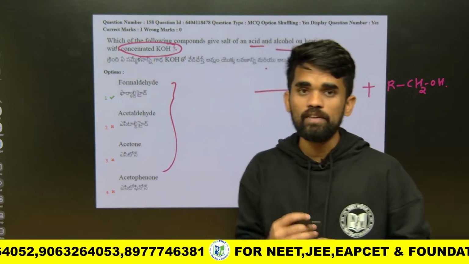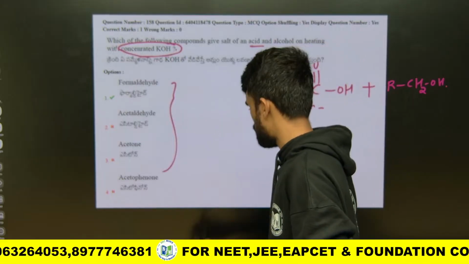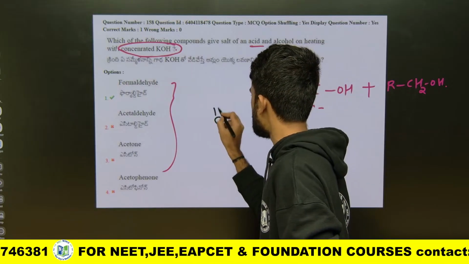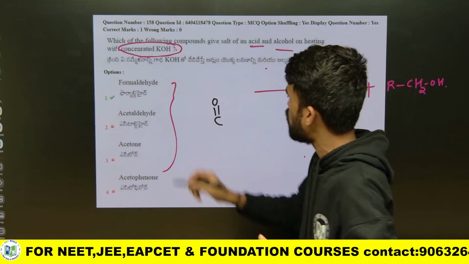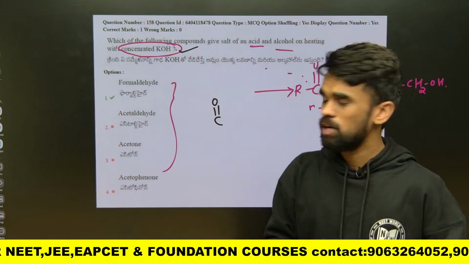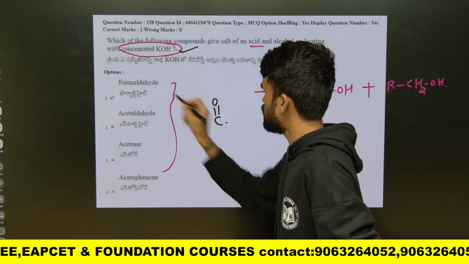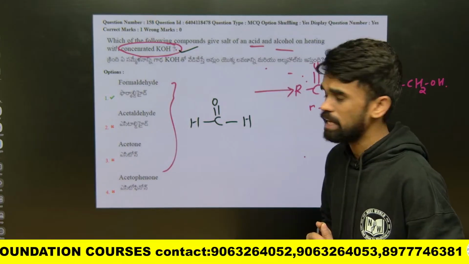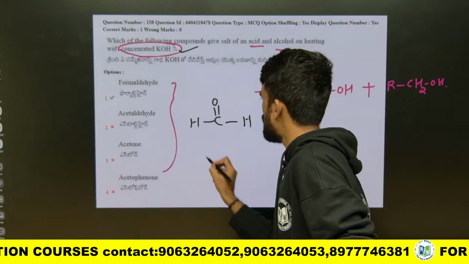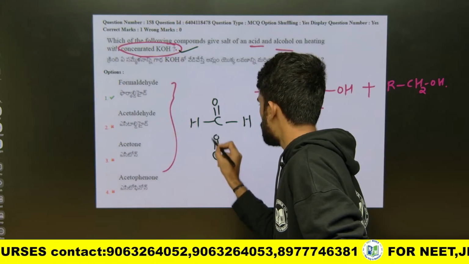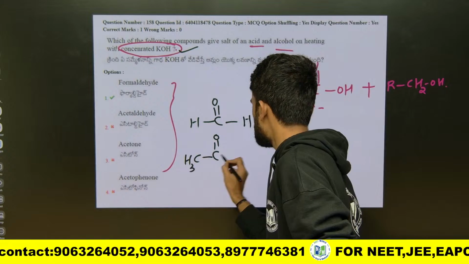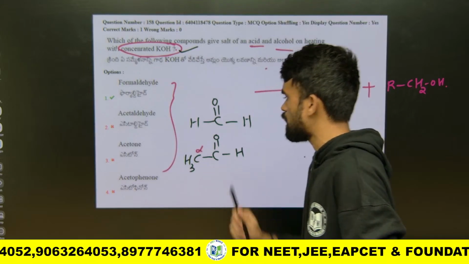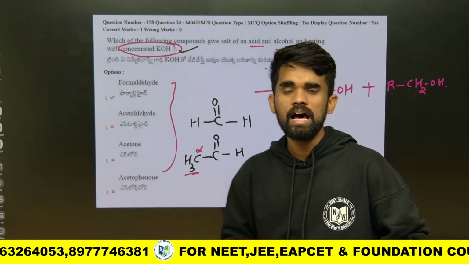What happens in the Cannizzaro reaction? The carbonyl compound should not contain any alpha hydrogens, and it is treated with concentrated base. For example, in the first case it is formaldehyde, which does not have any alpha hydrogen, whereas acetaldehyde, the second compound, has a methyl group here and a hydrogen here. To this carbonyl group, this is the alpha carbon, and the hydrogens attached here are alpha hydrogens.